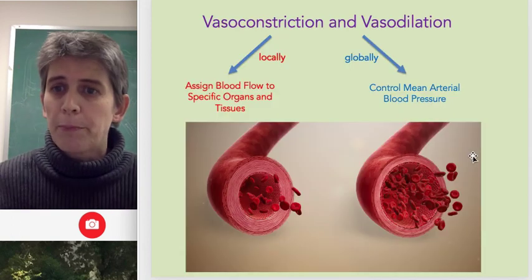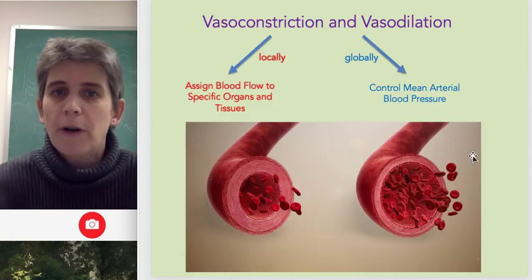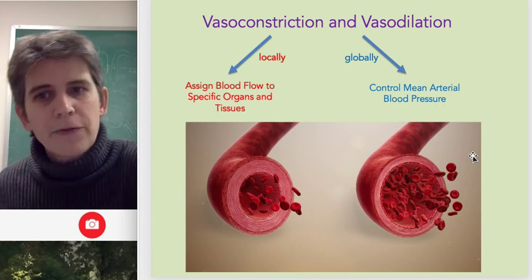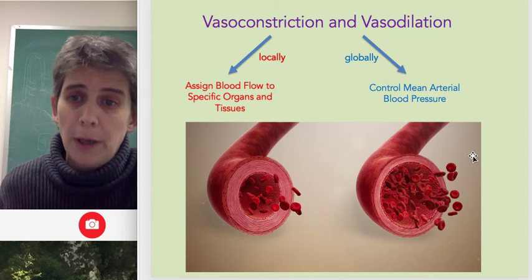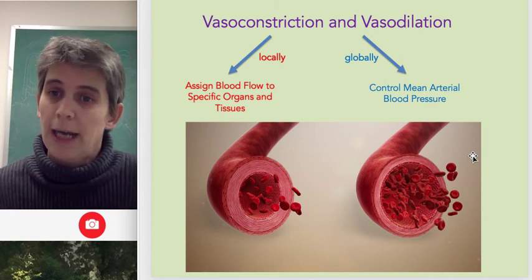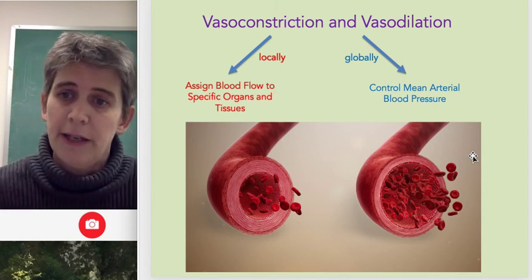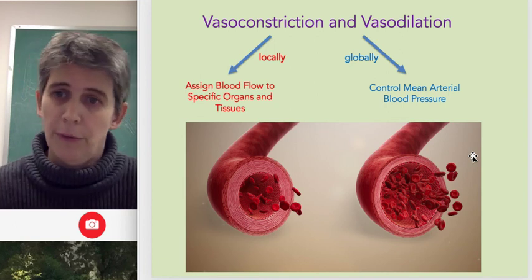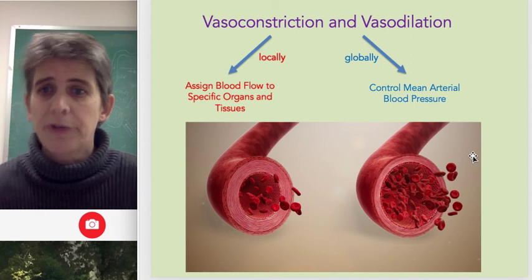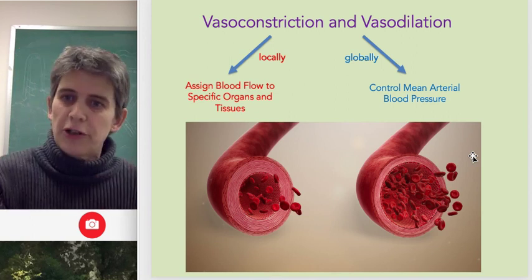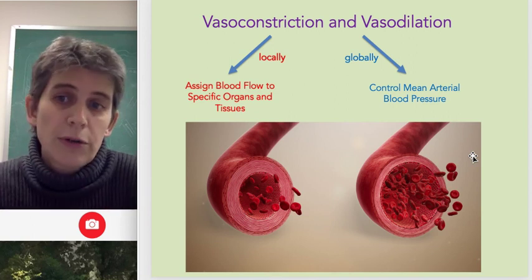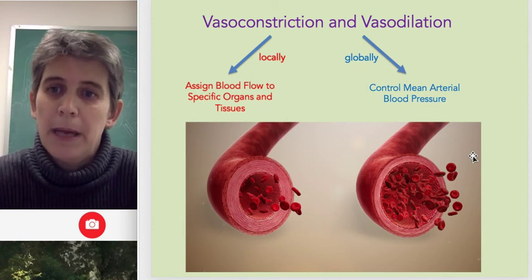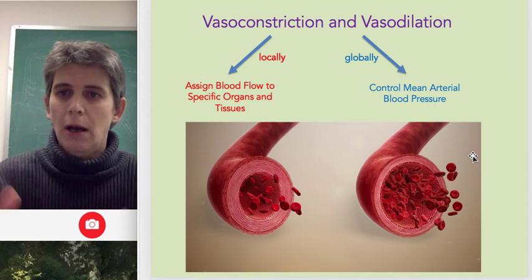Okay, so broadly speaking then, we have two functions of vasoconstriction and vasodilation. Its role for different tissues and organs is to distribute blood appropriately, based on your activity, to the tissues and organs that need it by allowing more or less blood flow through those arterioles. Globally, we can vasoconstrict or vasodilate in order to control your blood pressure, and specifically the MAP, the mean arterial blood pressure, around the entire body.